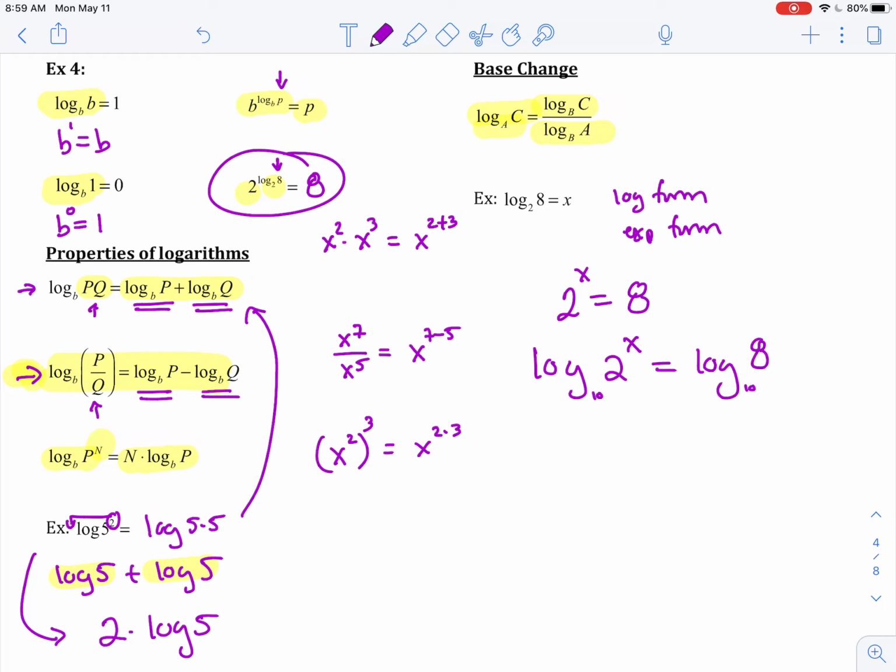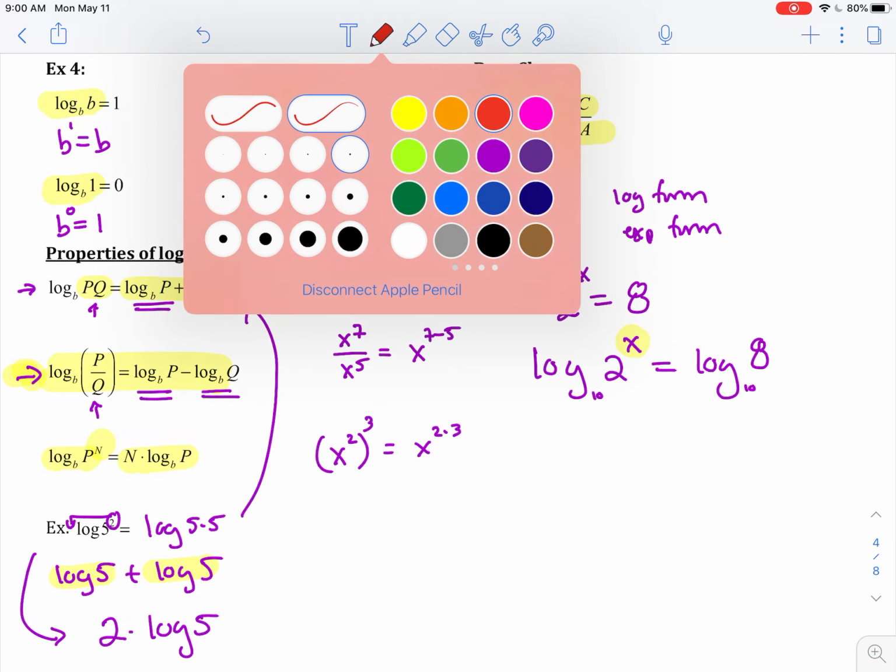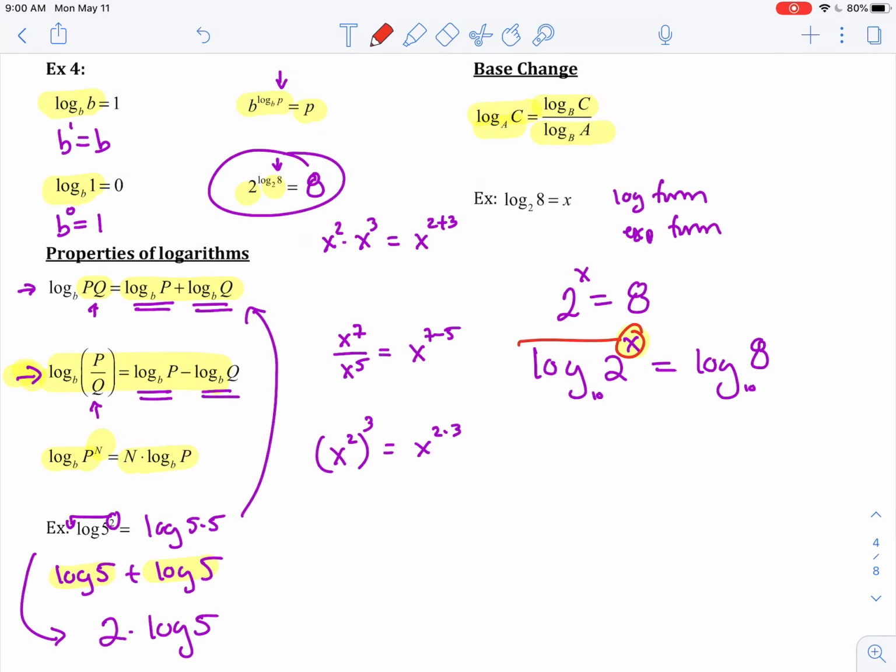Okay, base 10 again would be implied, as long as whatever log I'm doing, I'm using the same base to the left as I am to the right. And if we go back to our previous rule, if I have the log of 2 raised to the x power, then I can take that x exponent and bring it down in front. So that's the same thing as x times the log of 2 equaling the log of 8.